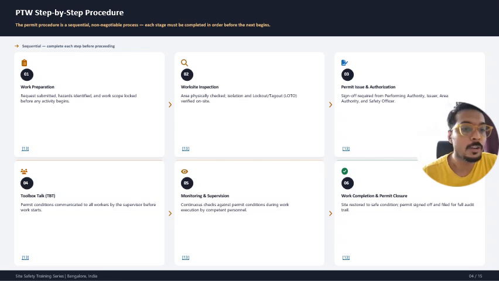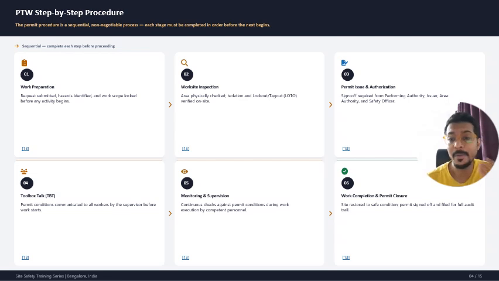Step 4 is toolbox talks. The permit conditions are shared with the workers and supervisor before starting the work. Obviously, the toolbox talk is always before the work starts. Step 5 is monitoring and supervision. Monitoring and supervision is a continuous check against the permit conditions during the work, basically.